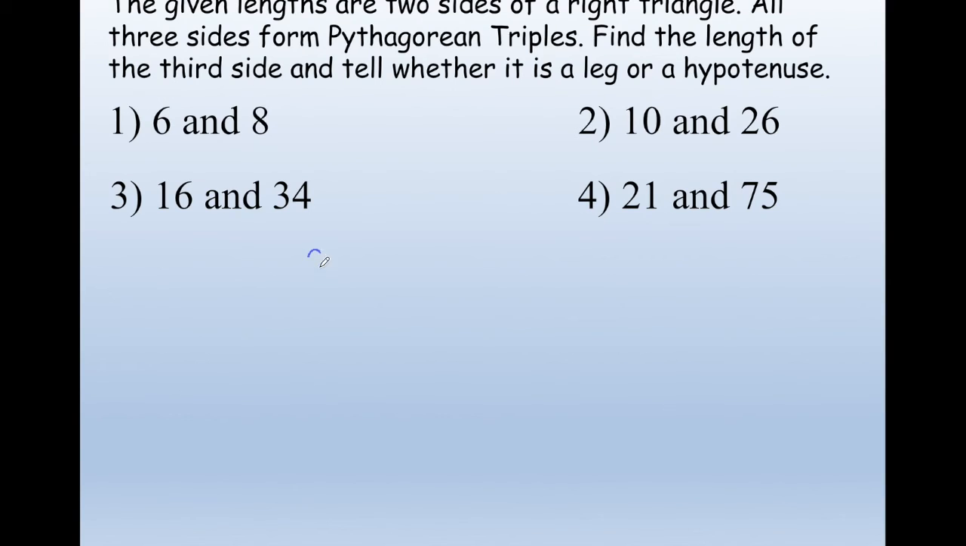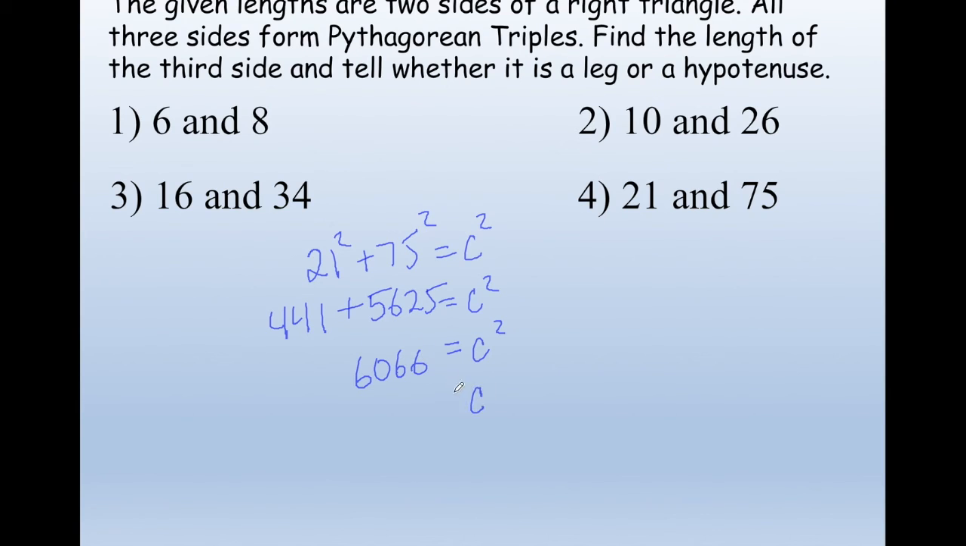So we're going to do 21 squared plus 75 squared equals c squared. 21 squared, 441. 75 squared is 5625 equals c squared. I'm going to add them together, and I get 6,066. Take the square root of 6066, and the square root is 77.8. A little disappointed. I'm looking for a whole number. That's okay. I'm just going to switch this around a little bit.